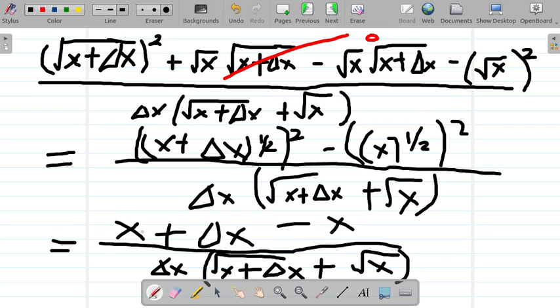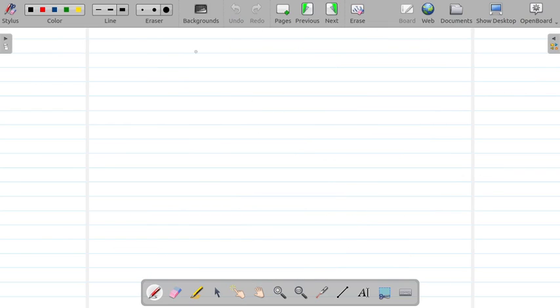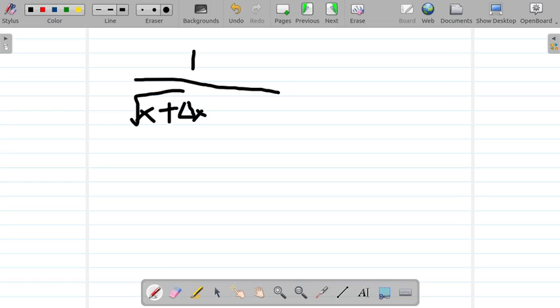Afterwards is x minus x cancel out since 0. Then ang mabilin is change of x over change of x times square root of x plus change of x plus square root of x. So, makancel out po ninyo ang change of x. So, ang mabilin na lang is 1 over square root of x plus change of x plus square root of x.